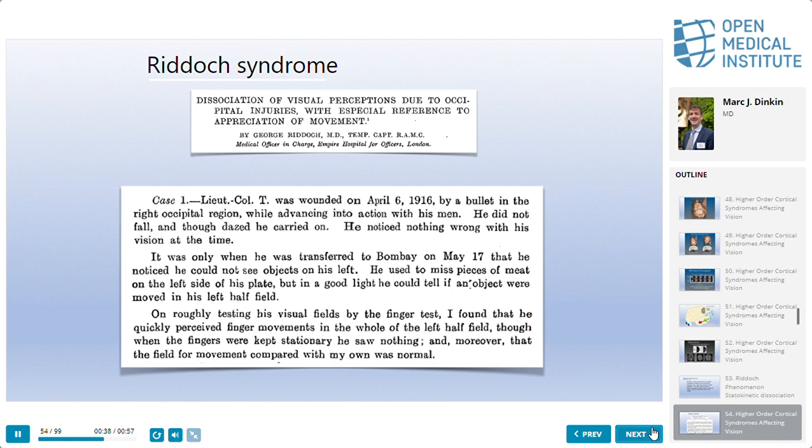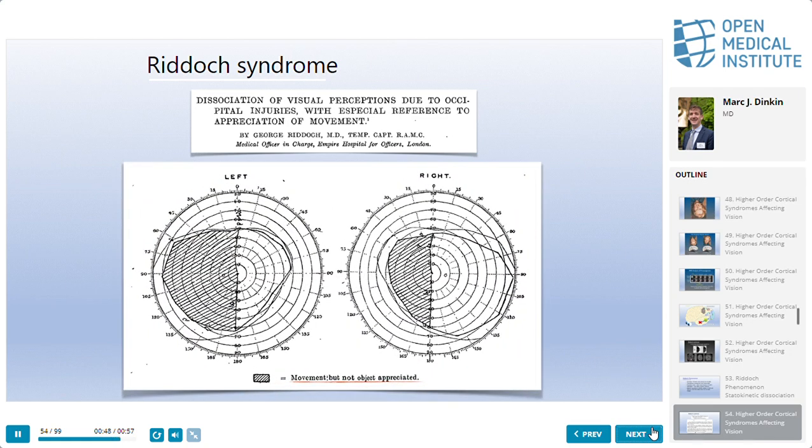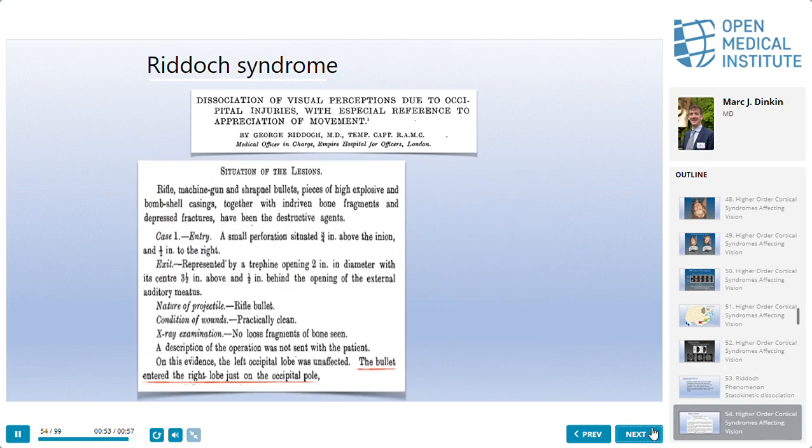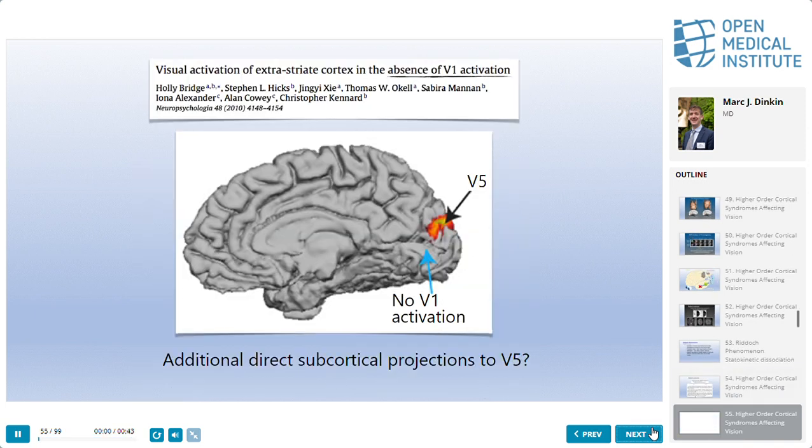Okay, and they find that he's got blindness to anything that is not moving, but things that are moving he sees fine. And this is described as the Riddoch syndrome. Okay, and the bullet was in the right lobe in the occipital pole. So now, fast forward to some fMRI work. Here was somebody described by these doctors, Bridge and colleagues, where they have Riddoch phenomenon, and when they're seeing moving images, there's no activity in V1. But V5, remember V5? That's that area that sees movement, is lighting up.